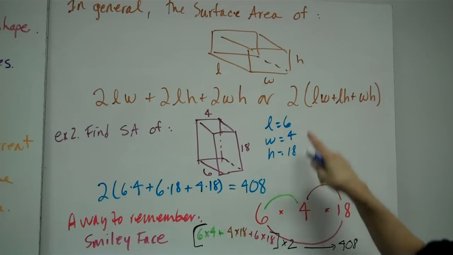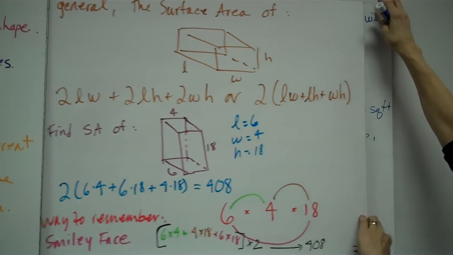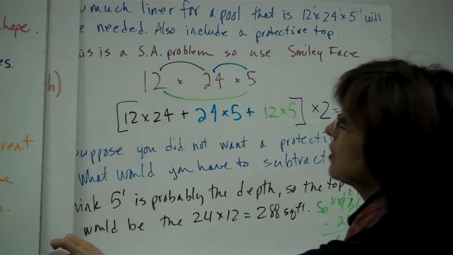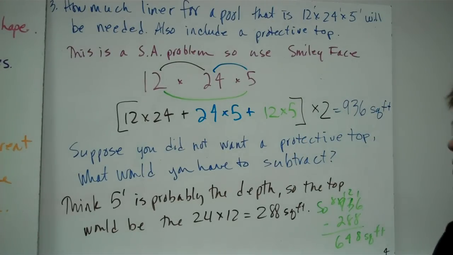I think the smiley face is a little bit easier than that. The trick is, don't do 6 times 4 times 8. That will not get you the correct answer. That'll be something else we'll learn about in a few days. Okay, so one more example just to clarify it, then we'll just do a ton of examples in class, okay?